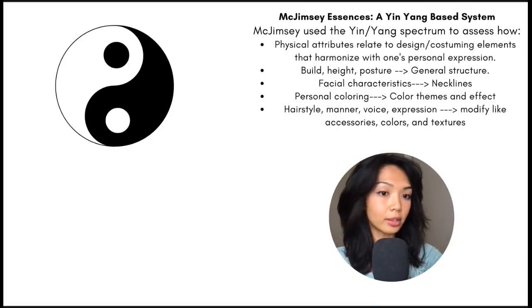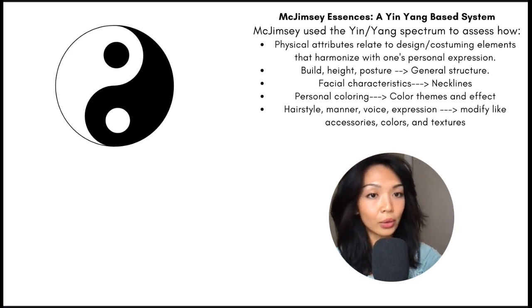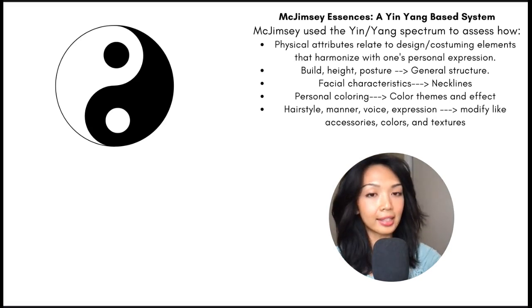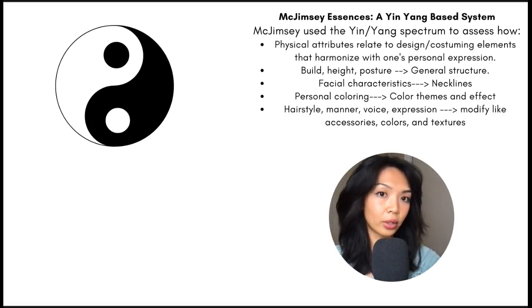Harriet McJimsey was very influenced and inspired by stylist Belle Northrup, who also used the yin-yang spectrum to assess different relationships between design elements, costuming, clothing elements, and aesthetics, and the yin-yang concepts. McJimsey also emphasized that not only physical attributes, but more immeasurable attributes like mannerisms, voice, and expression had to be contended with in order to create the most authentic self-expression through clothing or costuming.